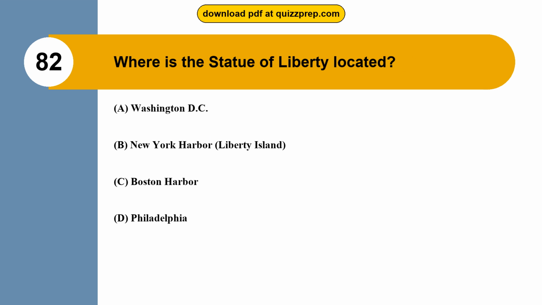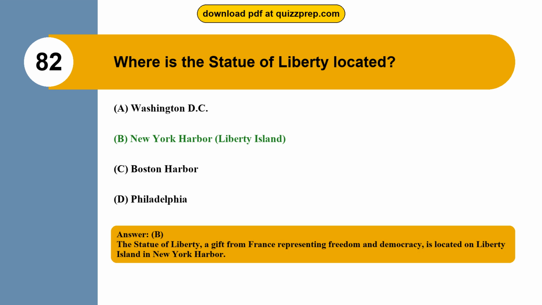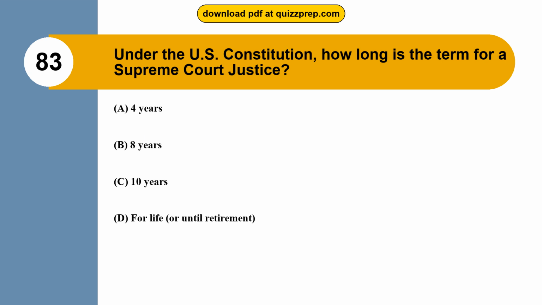Question 82. Where is the Statue of Liberty located? Option A, Washington, D.C. Option B, New York Harbor, Liberty Island. Option C, Boston Harbor. Option D, Philadelphia. The correct answer is option B, New York Harbor, Liberty Island. The Statue of Liberty, a gift from France representing freedom and democracy, is located on Liberty Island in New York Harbor.